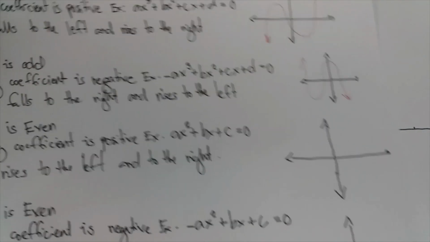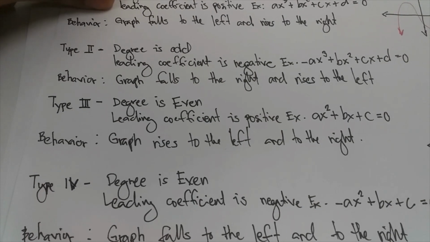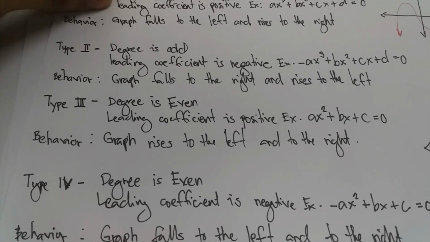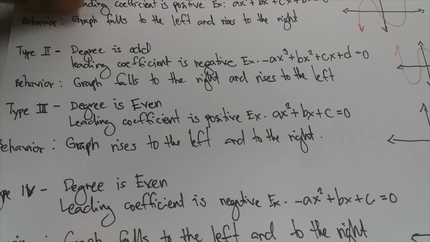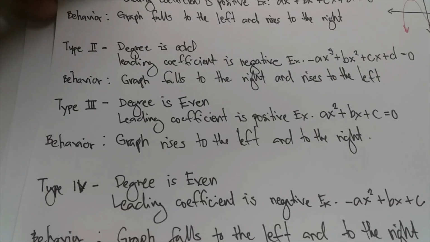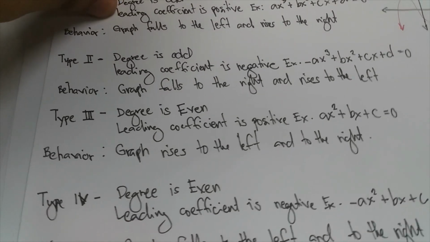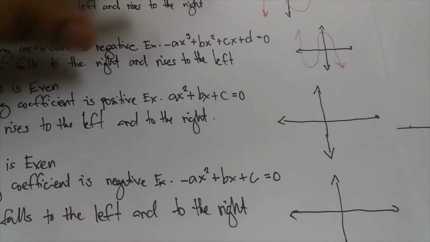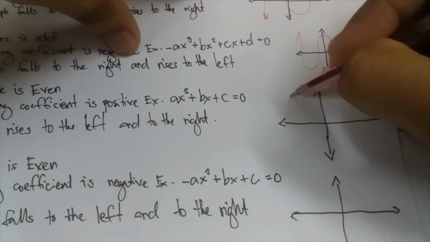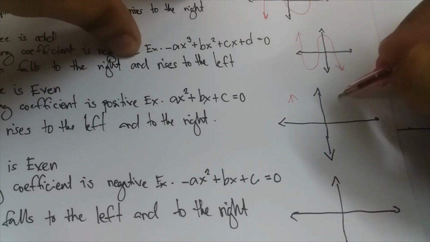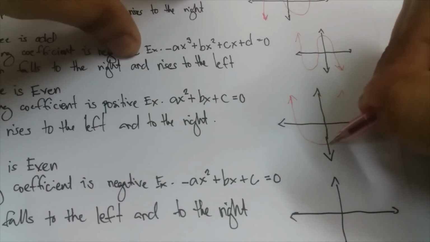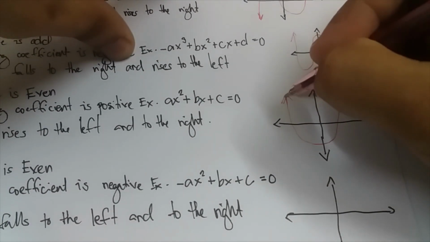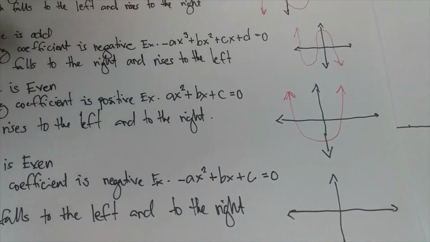Next, for type 3, the degree is even and the leading coefficient is positive. The example for that is ax squared plus bx plus c is equal to 0. The behavior for type 3: the graph rises to the left and also rises to the right. So more likely the graph looks like this. The arrows rise to the left and to the right.